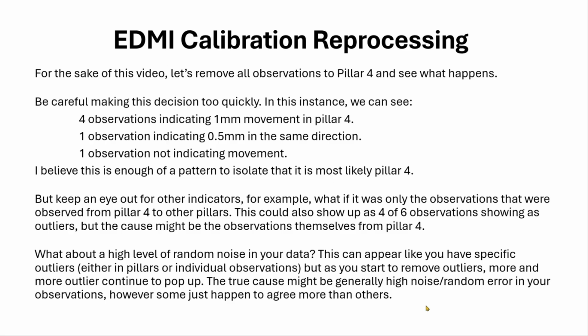This could also show up as 4 of 6 observations showing as outliers, but the cause might be the observations themselves from pillar 4. What about a high level of random noise in your data? This can appear like you have specific outliers, either in pillars or individual observations. But as you start to remove outliers, more and more outliers continue to pop up. The true cause might actually be just generally high noise and random error in your observations as a whole. However, some of them just happen to agree more than others.